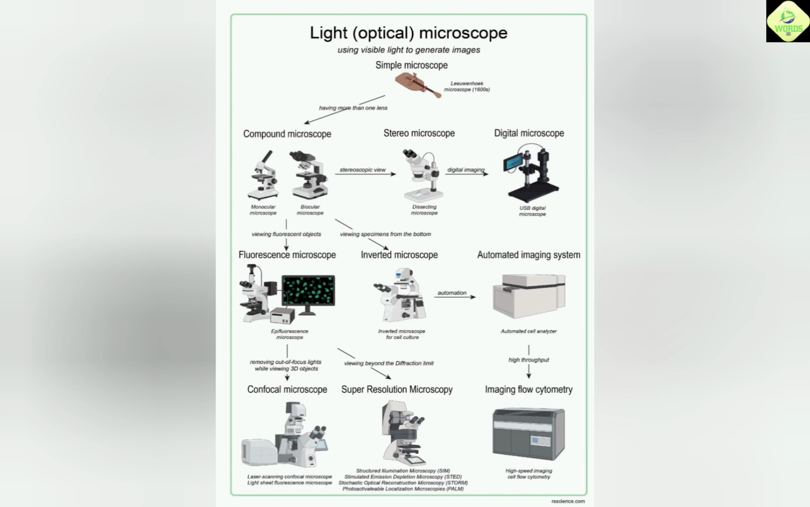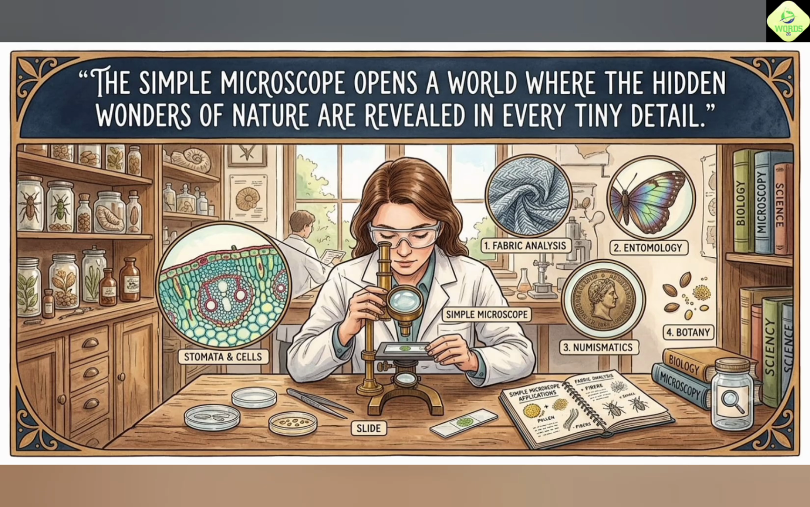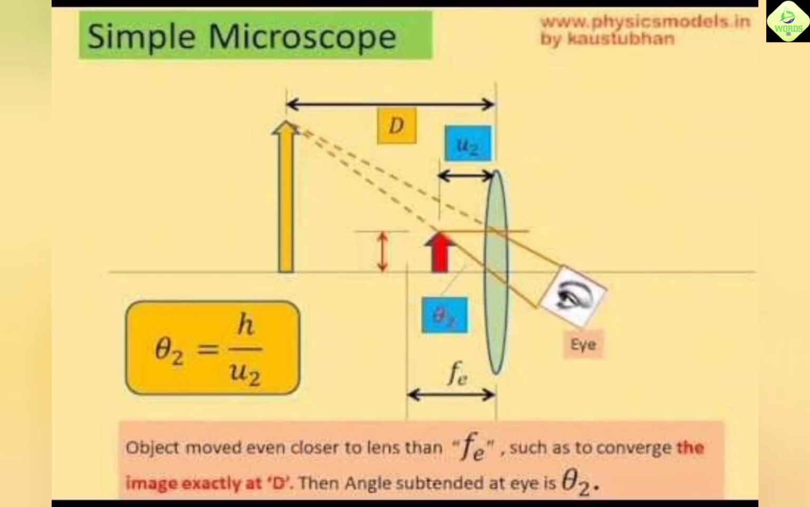Characteristics of the simple microscope. Uses only one convex lens. Produces a virtual image. Image is erect and magnified. Has low magnification compared to a compound microscope. Easy to use and maintain. Portable and inexpensive. Requires proper lighting for clear observation.